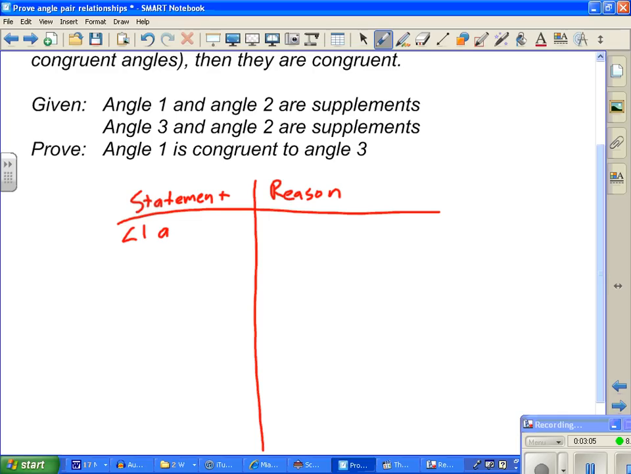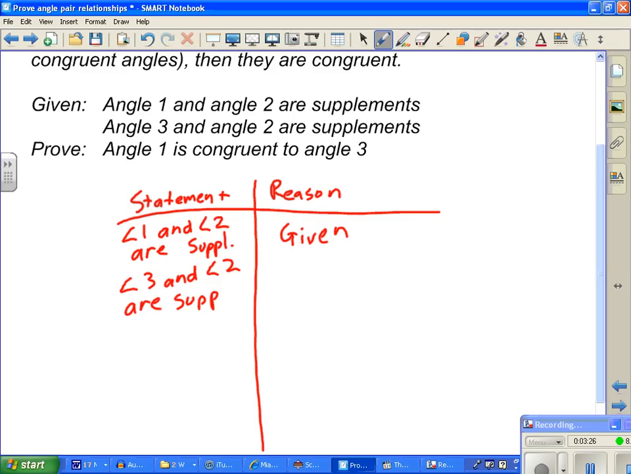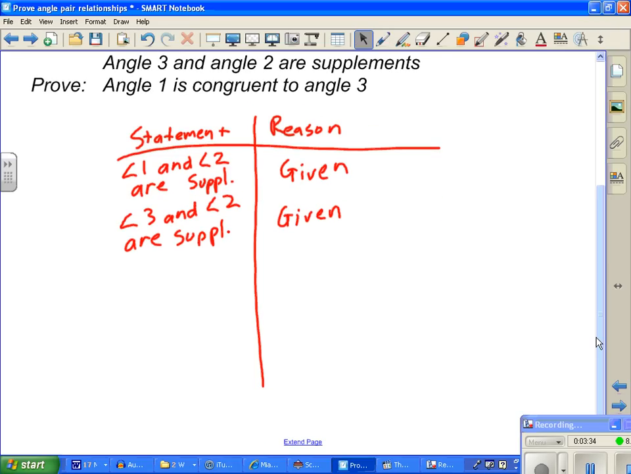Angle 1 and angle 2 are supplementary. Okay, and that's given. Angle 3 and angle 2 are supplementary. That's given. Okay. Prove that angle 1 is congruent to angle 3.